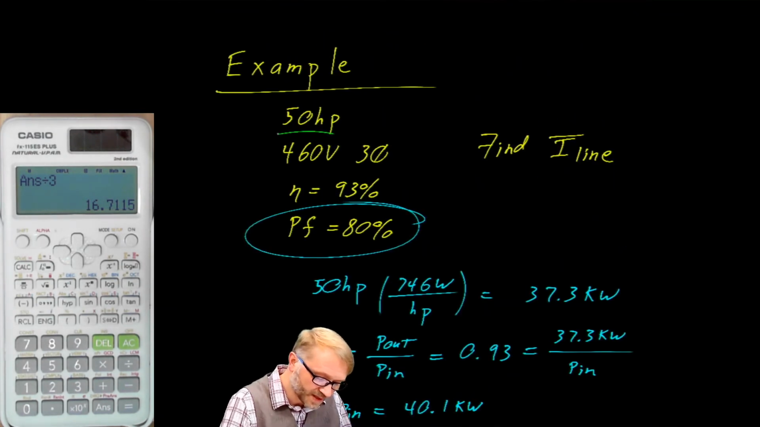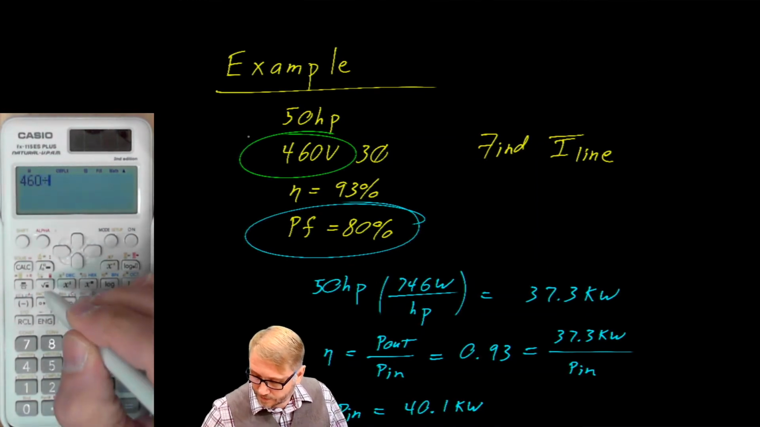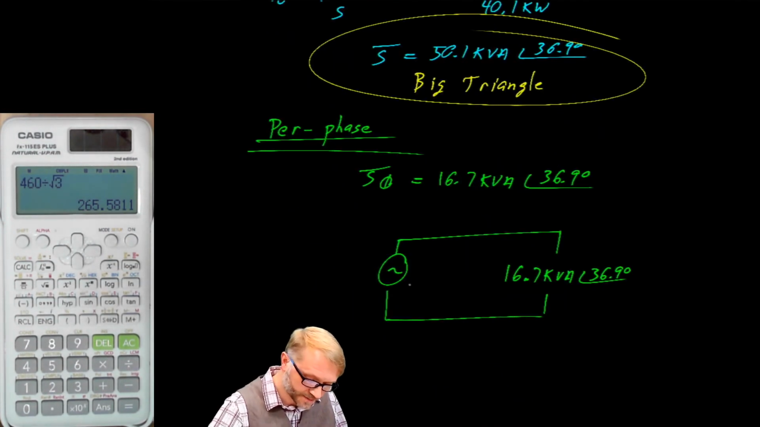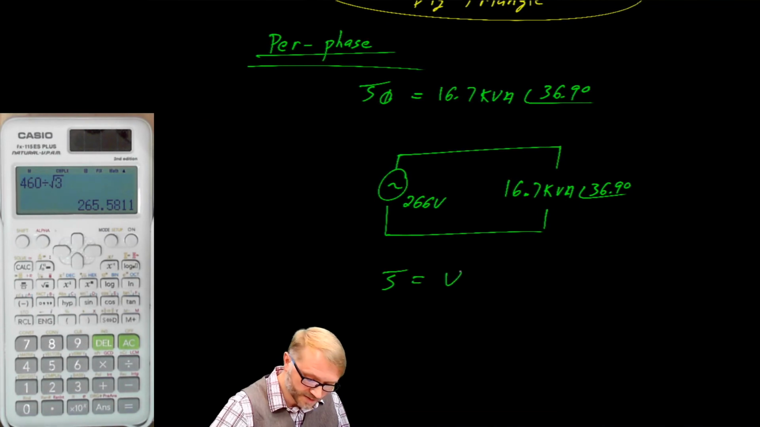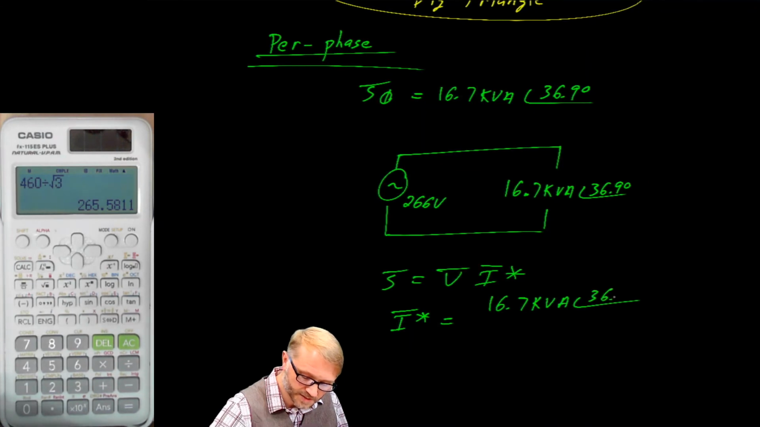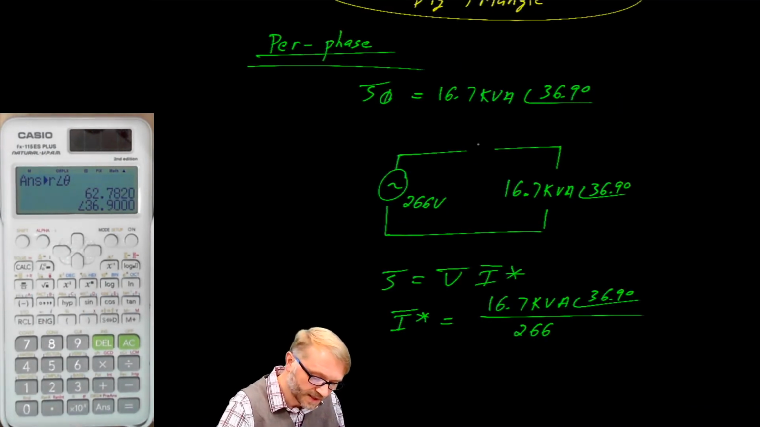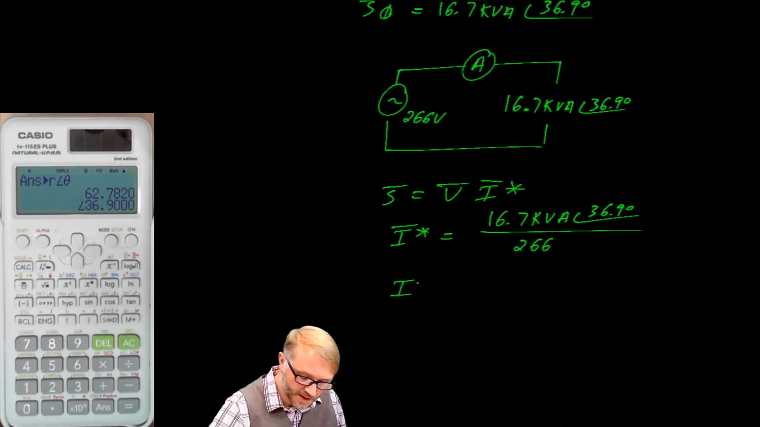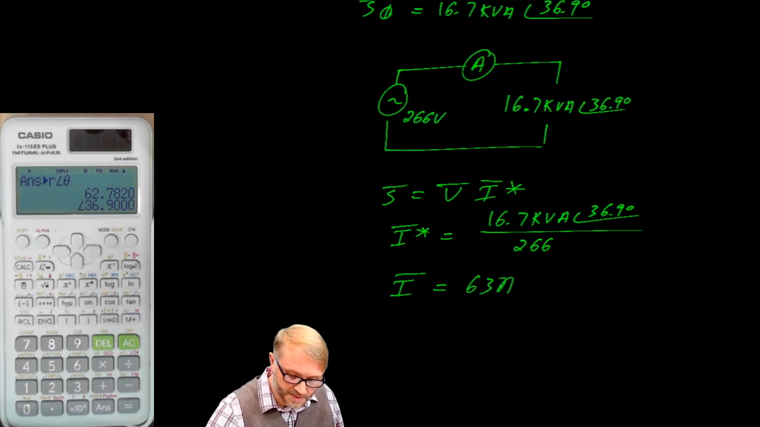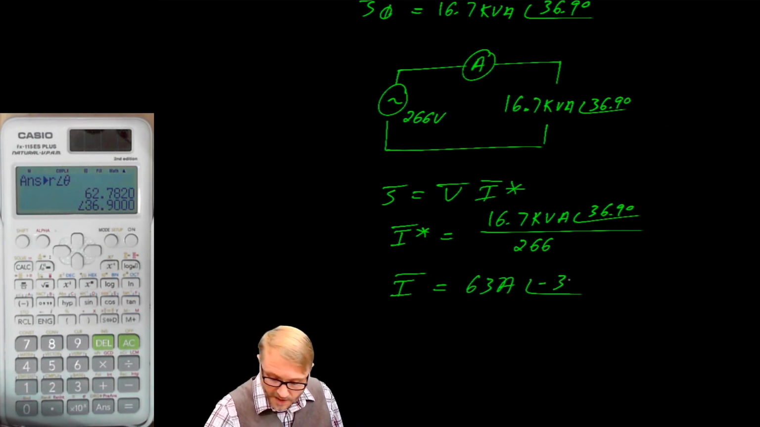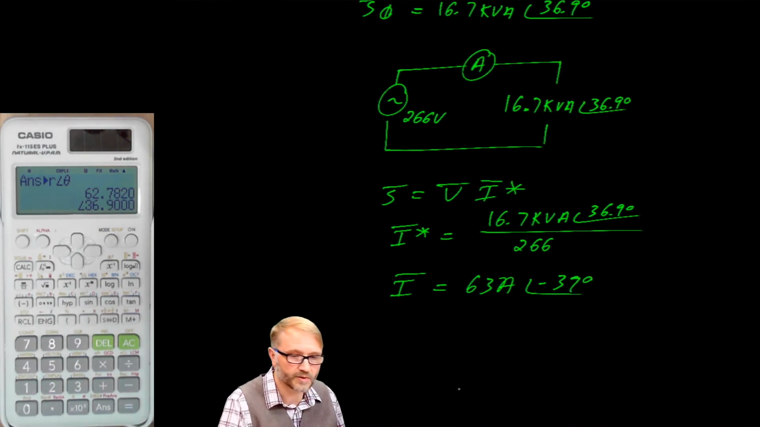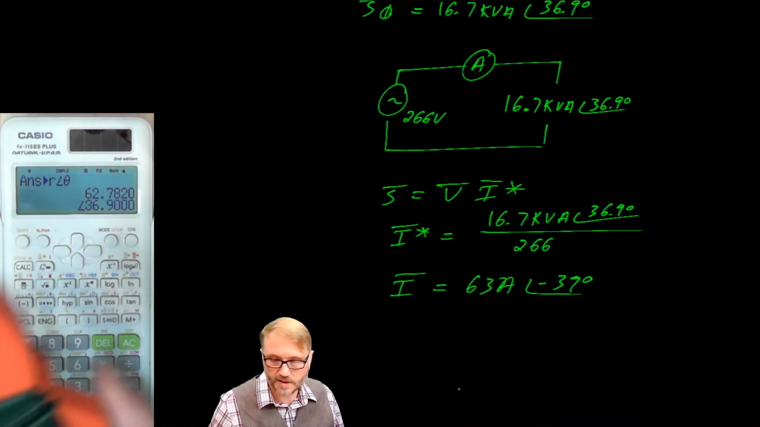That voltage is 460 divided by root 3, which is 266 volts. We'll assume that's at an angle of 0 degrees. So S is equal to V I complex conjugate, solving for the complex conjugate of the current, 16.7 kVA, phase angle 36.9 degrees, all divided by 266. The line current, which is right here, that's the thing we were looking for, is about 63 amps at a phase angle of negative 37 degrees. So if we would use a clamp ammeter like so, it would measure about 63 amps.